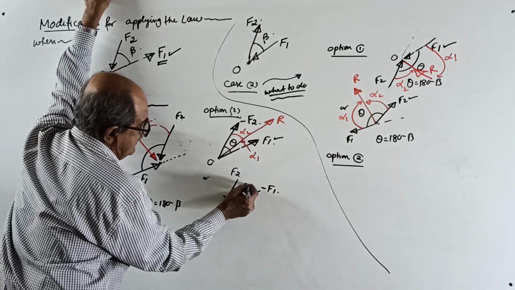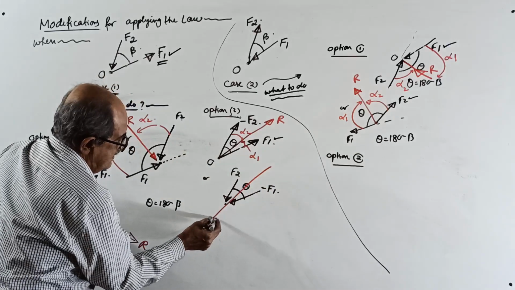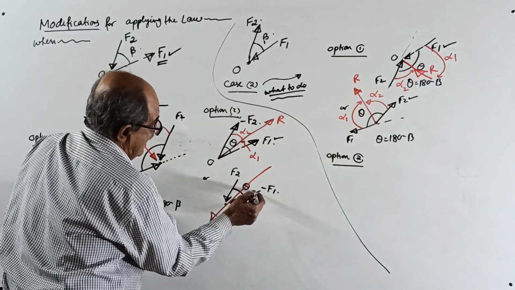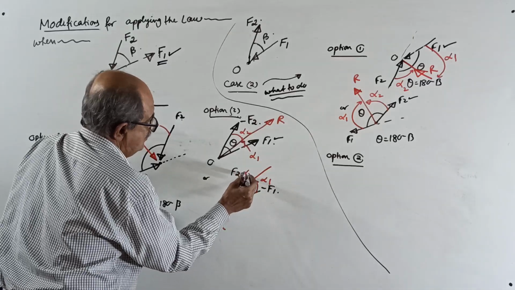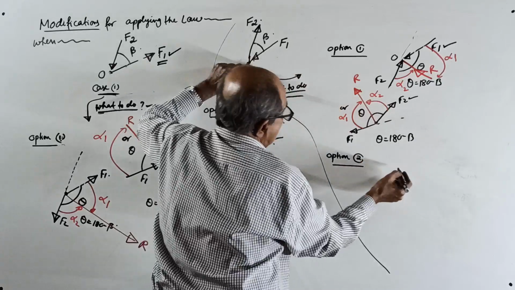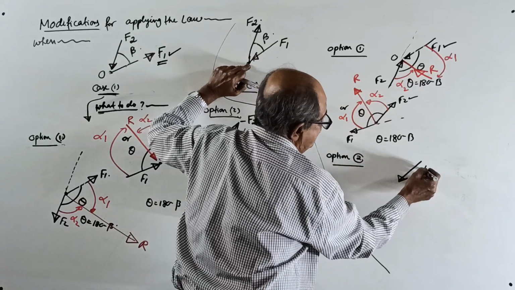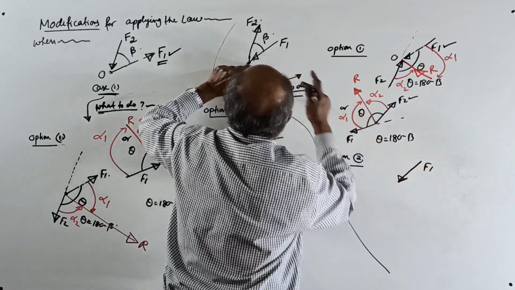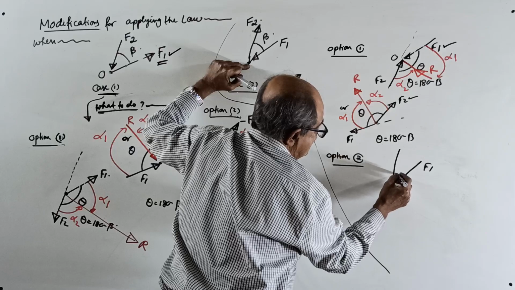Now this is your angle theta. Now the resultant should be marked this way, with angle alpha 1 here and alpha 2 here. Same way for the second case: F1, you mark this way, as it is. F2 is going this way, that also make this way.